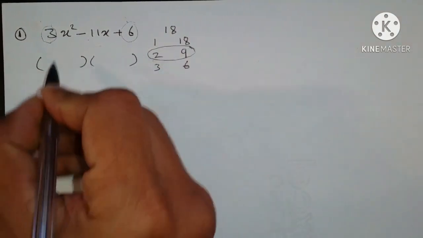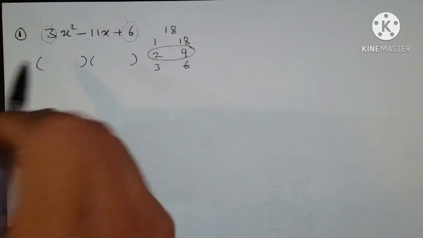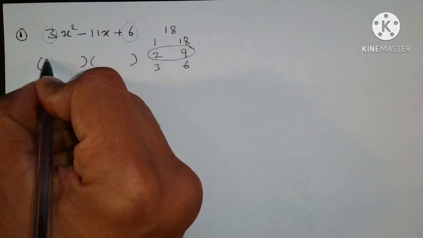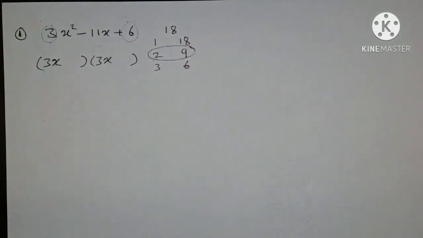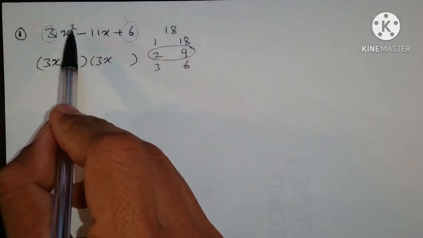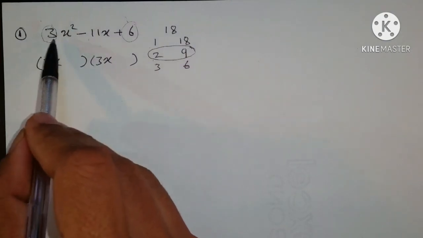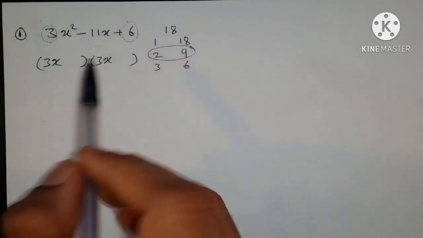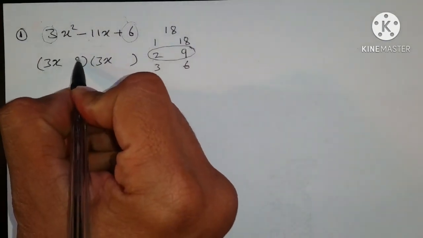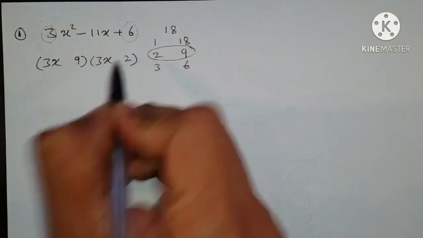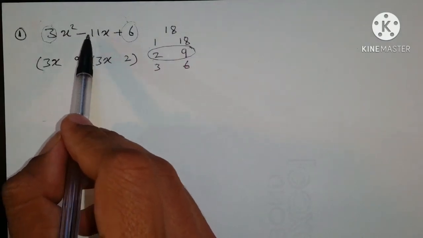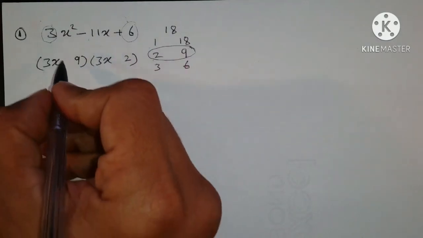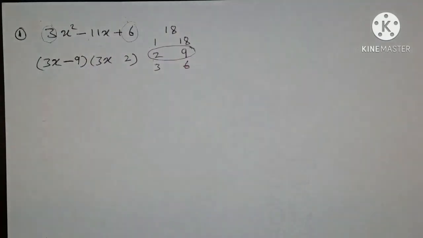Write double bracket. Write 3x, not square. So just write 3x both the sides. I repeat, 3x without the square along with the coefficient x both the sides. Write the bigger number from the factor here, smaller number here. Now put the middle coefficient sign with the bigger number, which is minus.